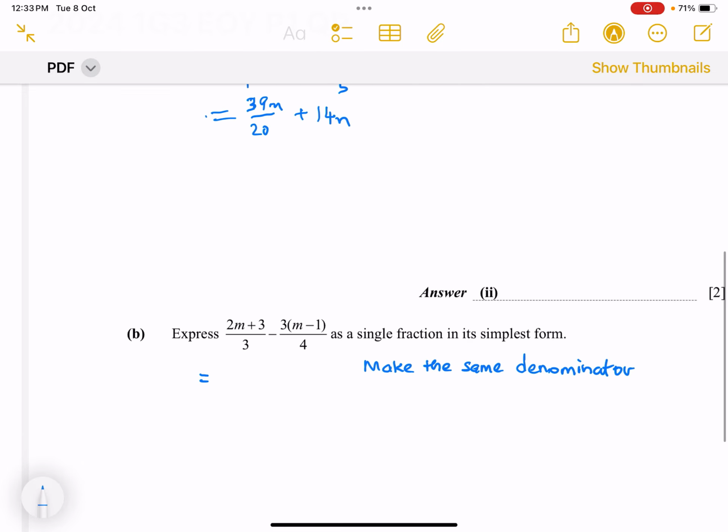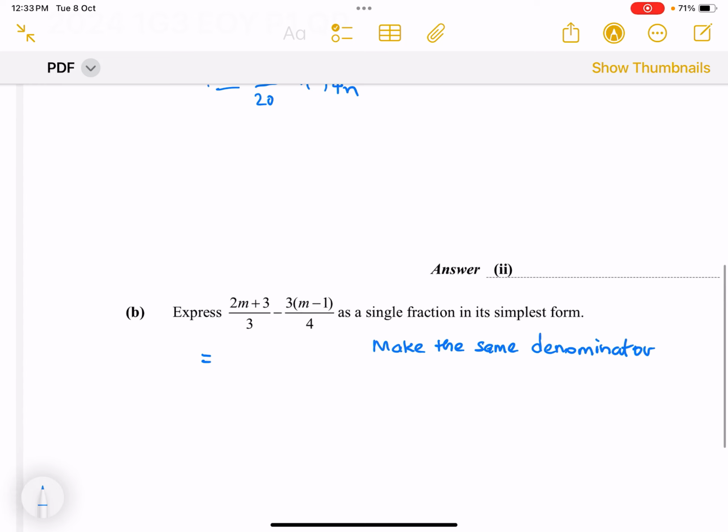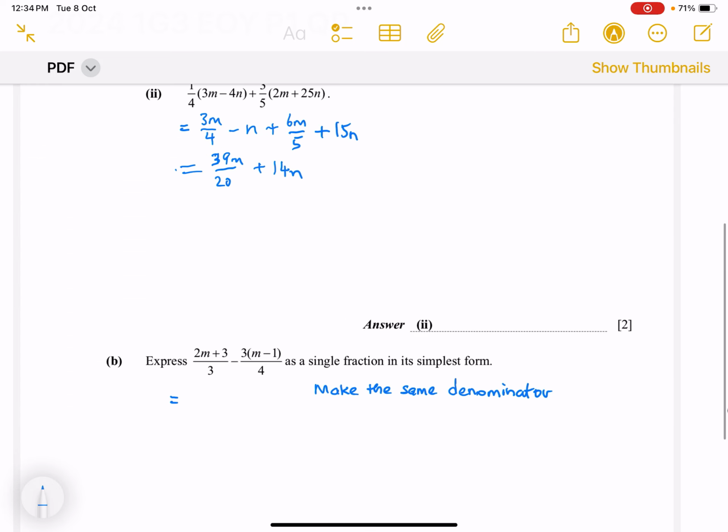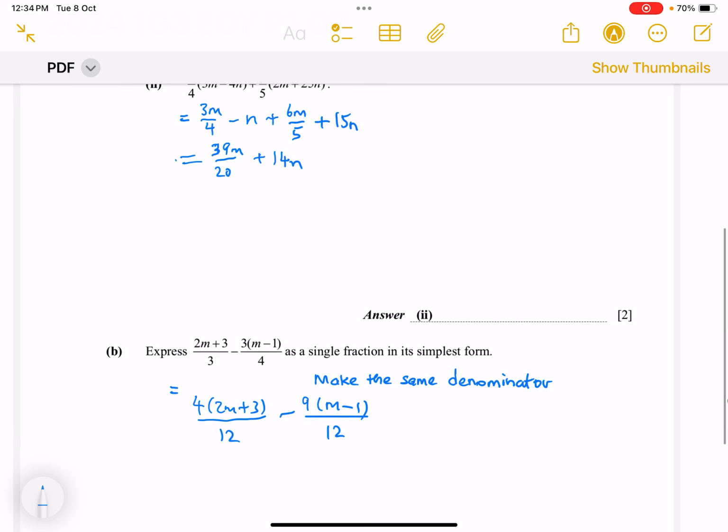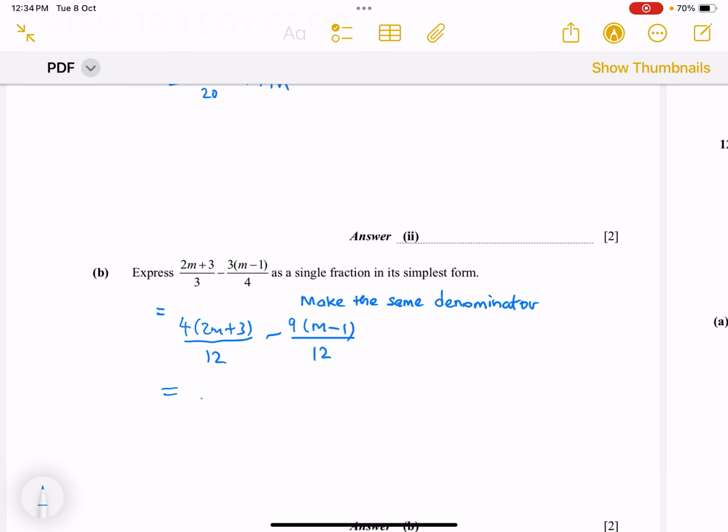The next sum is on addition of fractions. When we add fractions, we need to make the same denominator, right? In the first denominator, we don't have 4, so we multiply by 4 over 4 to give us over 12. Second one, we don't have 3 in the denominator, so we multiply by 3 over 3. So numerator 3 times 3 is 9, and denominator is 12. Once the denominator is the same, we put it under a single denominator.